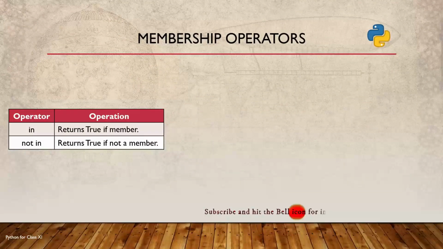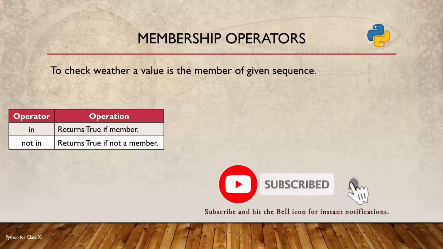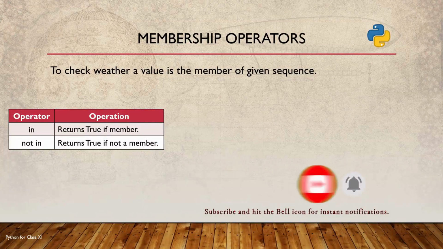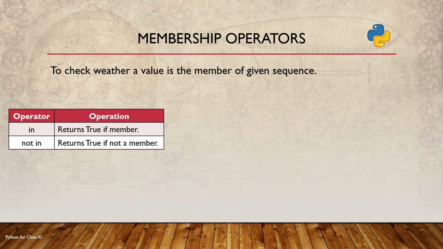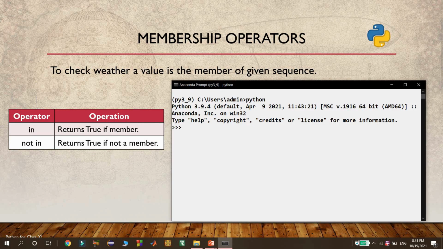Finally, we are going to consider the membership operators. These operators are used to check if a value is a member of the given sequence or not. There are two operators we have: in, not in. So now I am considering the in operator. Now I am considering a statement: capital A in the string Kosh. Since A is present in that string, we will get a true.